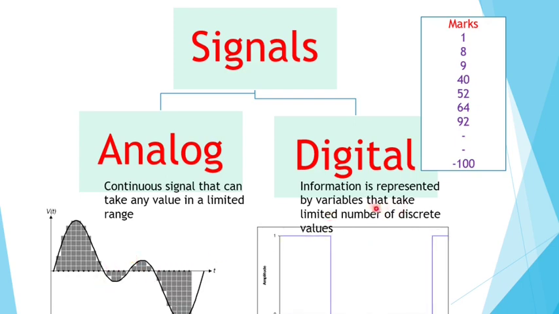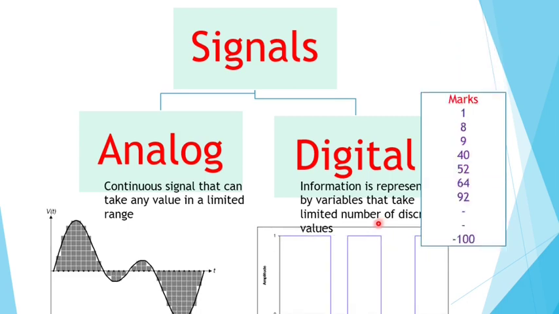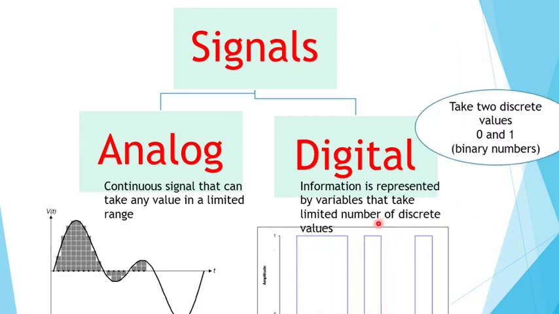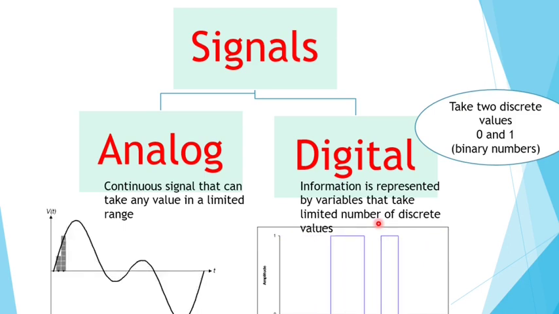So similarly, what is a digital signal? The definition says that in this, information is represented by variables that take limited number of discrete values. In case of marks, it was 0 to 100, right? So in computers, we use two discrete values which are 0 and 1, and these are called binary numbers. Computer just understands 0 and 1.